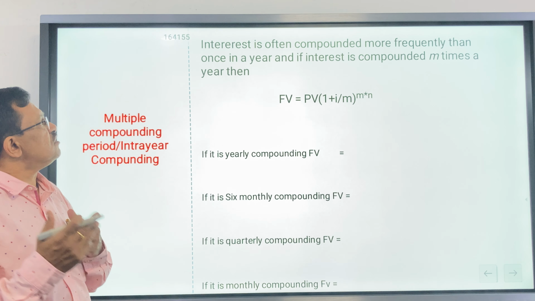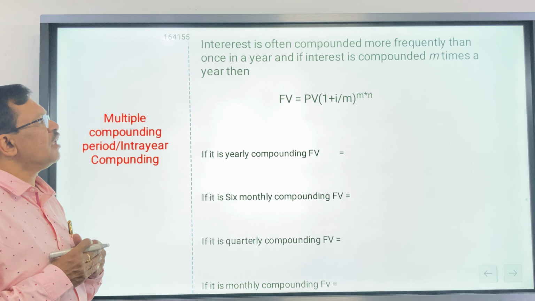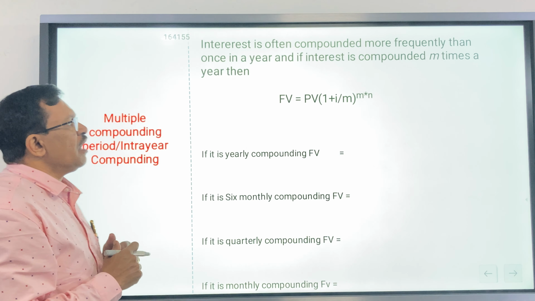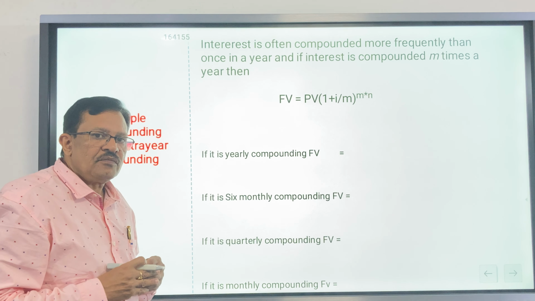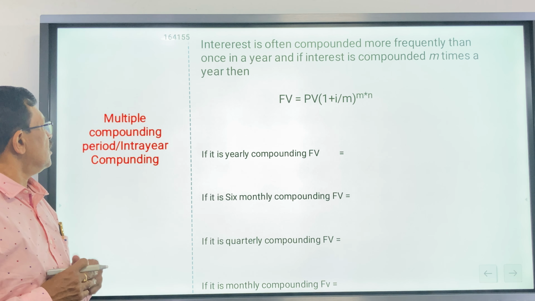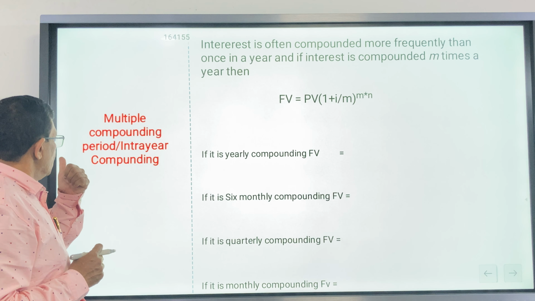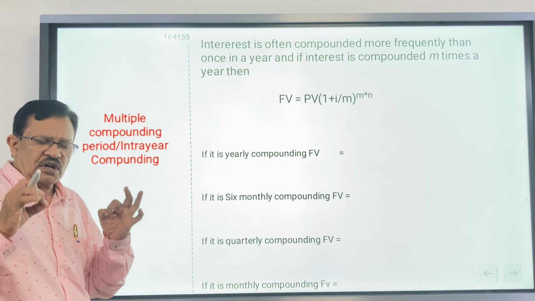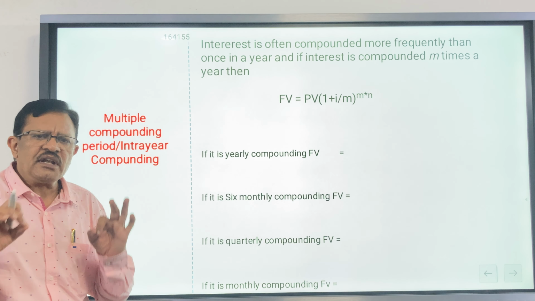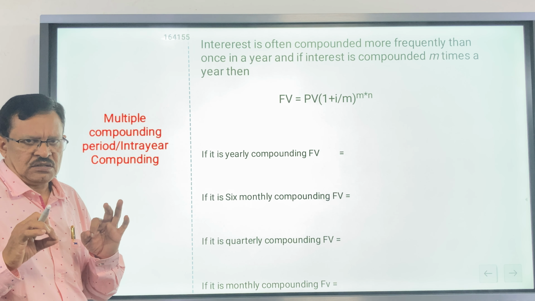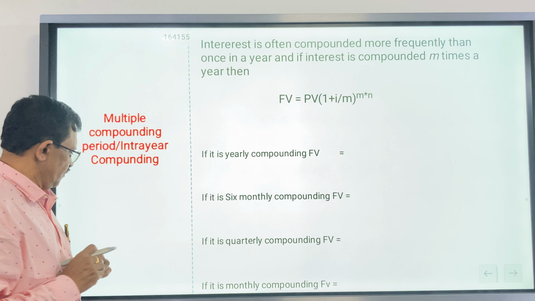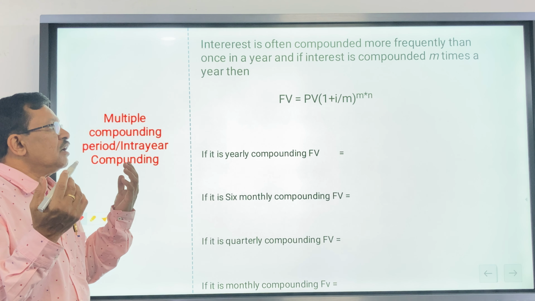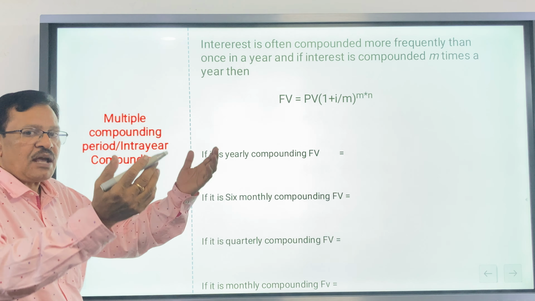When the interest is often compounded more than once in a year, and if interest is compounded m times in a year, then we call it multiple compounding period or intra-year compounding. We need to understand that compounding need not always be for a year. Compounding can be for many times, m times in a year.